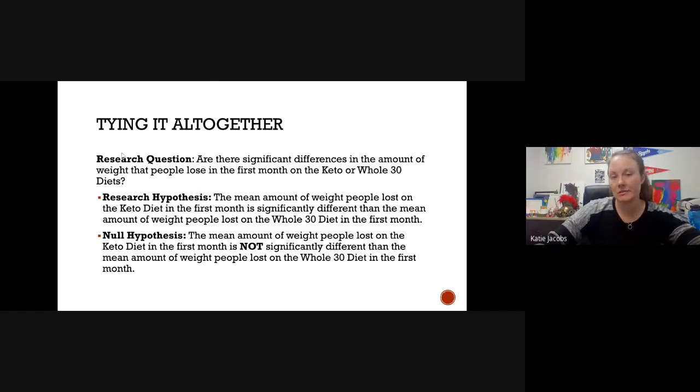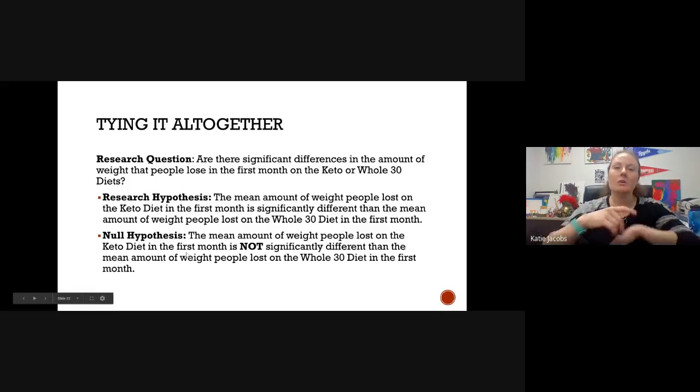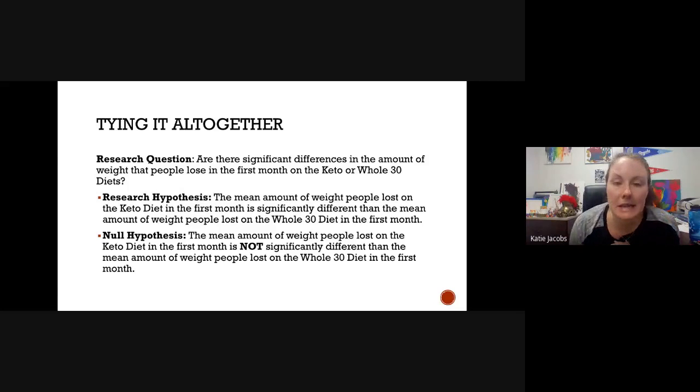So what we see is we have a research question, and then we have our two answers to the research question. And we'll keep going through our hypothesis testing steps, and we will figure out which one of these is the best answer for what we see in our specific sample.